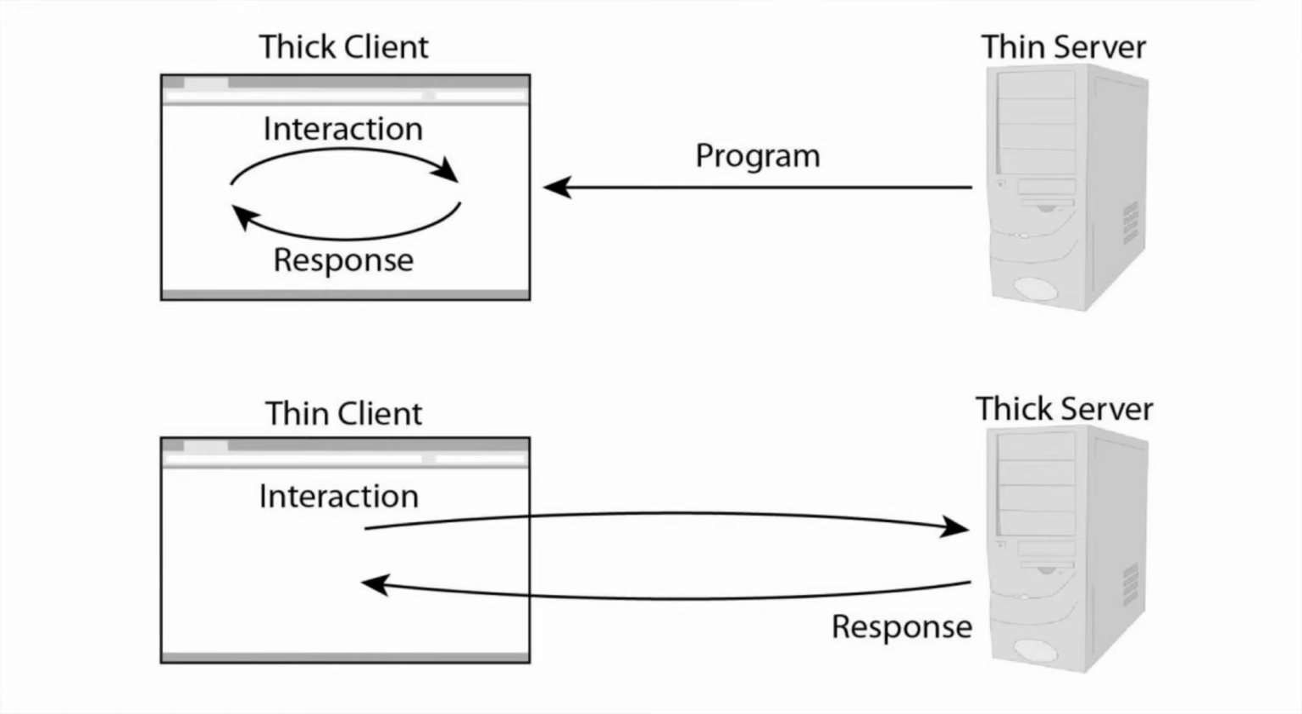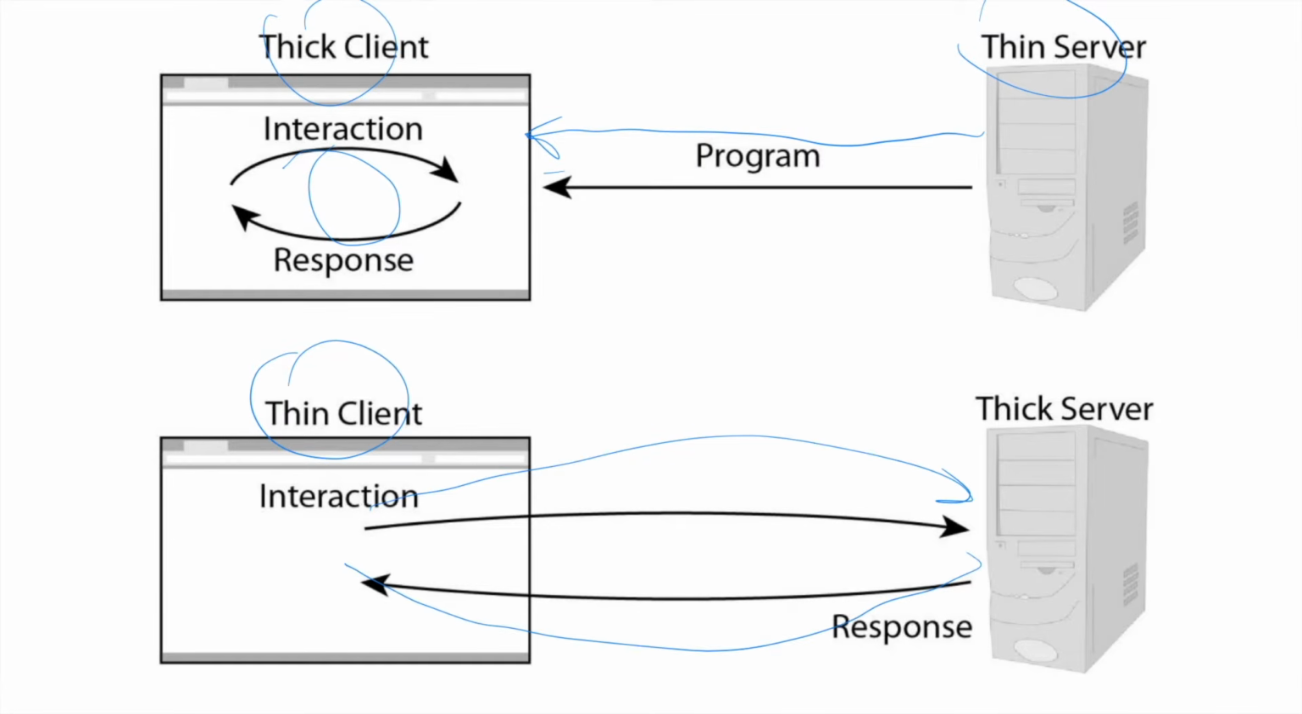With the thick client, a lot of the interaction and response is happening in the software program on a computer. We have a thick client and a thin server, so you might just be getting some basic data from a thin server. With the thin client, we're doing more interaction, receiving more responses from a thick server. And I would say that most applications nowadays, especially mobile apps, follow the thin client paradigm, because we're just using our app to pull data off a server somewhere else, and most of the heavy lifting is being done on some remote server.